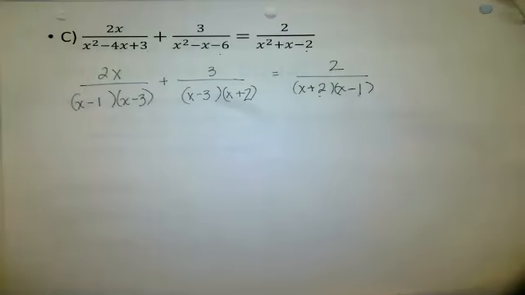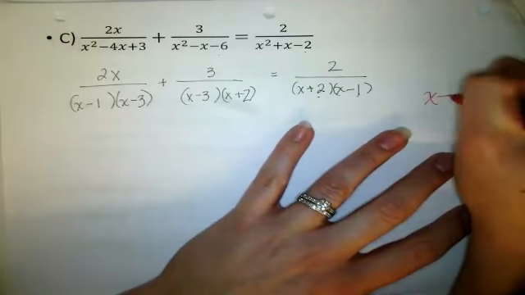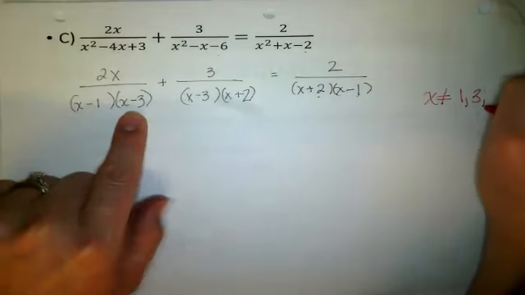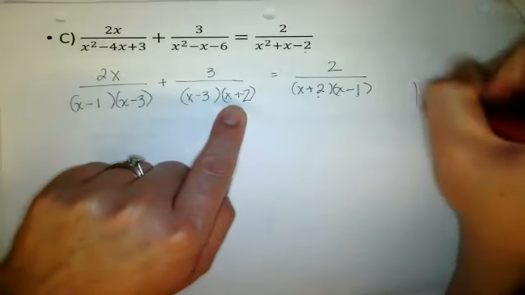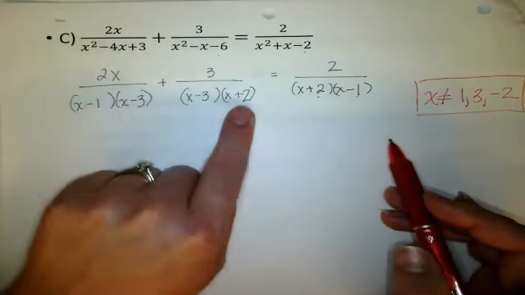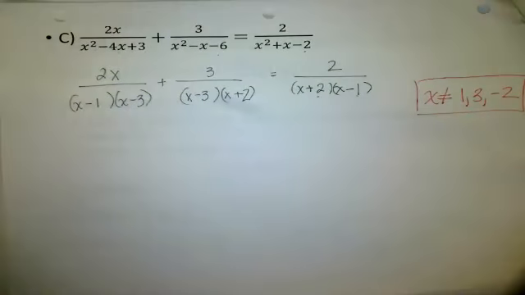Okay, so now we're trying to get, oh wait, before we do that, what is x not allowed to be? 1, 3, and negative 2. X is not allowed to be a positive 1, a positive 3, or a negative 2. Good to pay attention to that for sure.